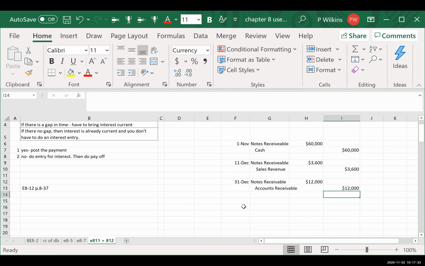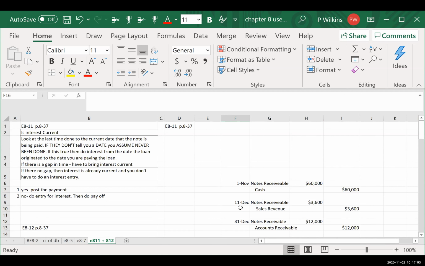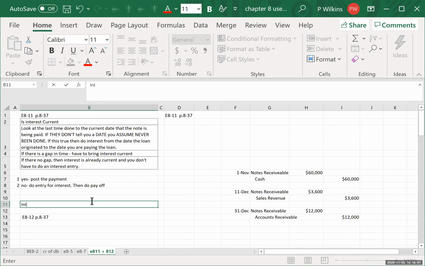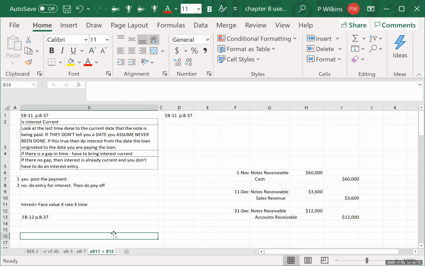Now it says December 31, accrued interest revenue on all notes receivable. So you have to do these one by one, okay? One by one, we're going to do these. All right, so the formula that we use is interest equals principal times rate times time, or face value times rate times time. Okay, so let's do the first one.